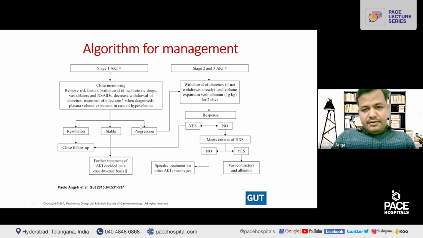If the creatinine worsens, then we need to give volume with albumin at 1 gram per kg per day for 2 days, with withdrawal of diuretics if it was not done. If there is a response, then it is fine. If there is no response, and if the other criteria for HRS1 are met, then we confirm the diagnosis of HRS1, and vasoconstrictors are to be added and albumin continued. If they are not meeting the criteria for HRS, we need to look for the other causes of AKI which I have mentioned.